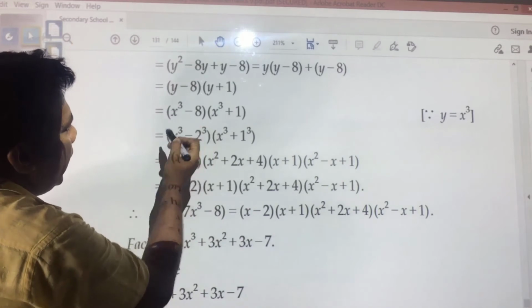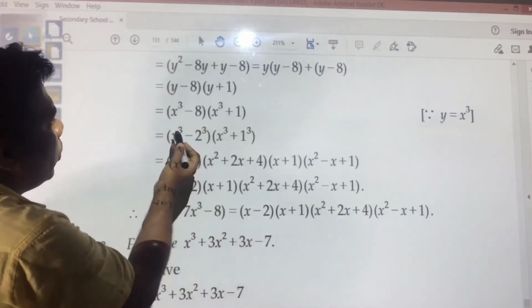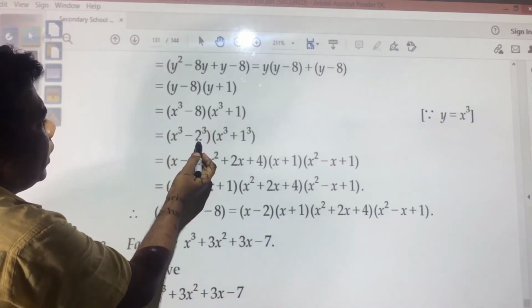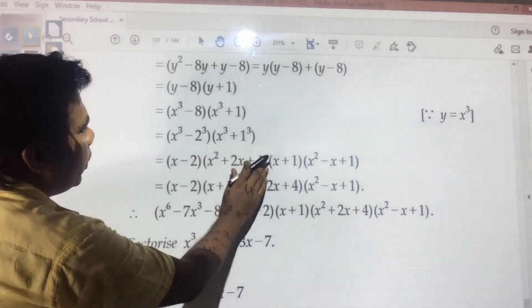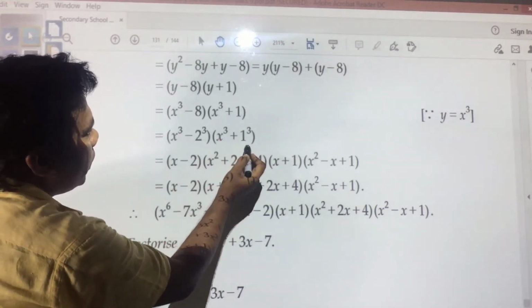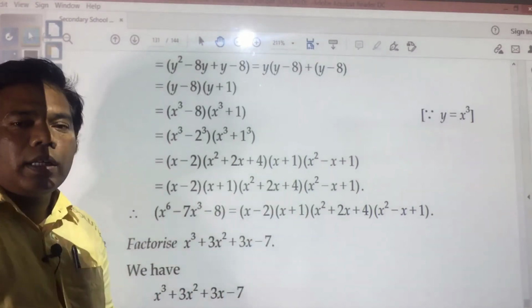Here you have got x³ − 8, and here x³ + 1. X³ − 8 you already know how to do. 8 can be written as 2³, and then you have the formula x³ − y³, in which you need to put it. Here again, for x³ + y³, in this formula you can put, and finally you can simplify and get the answer.